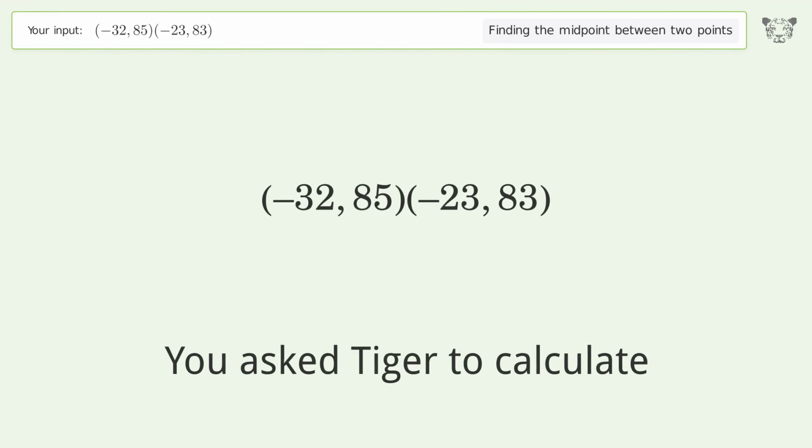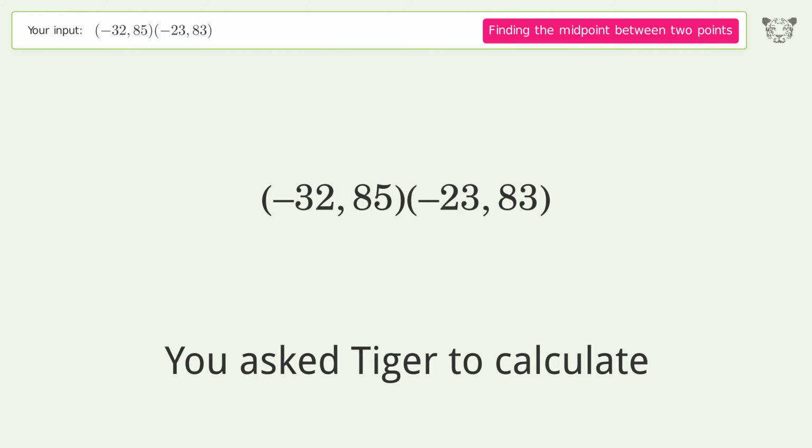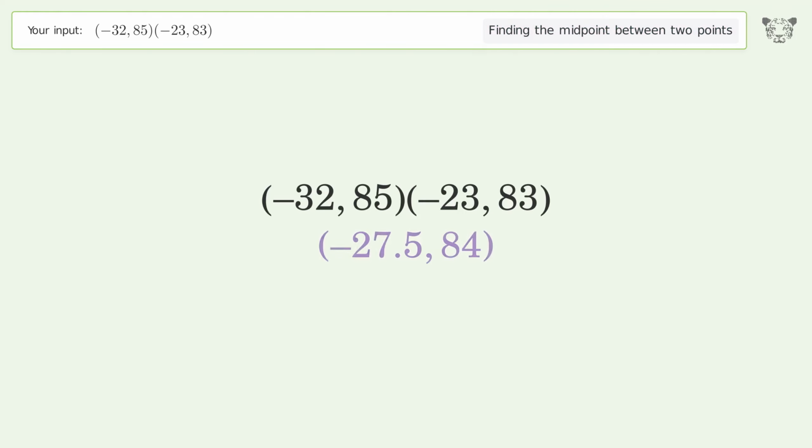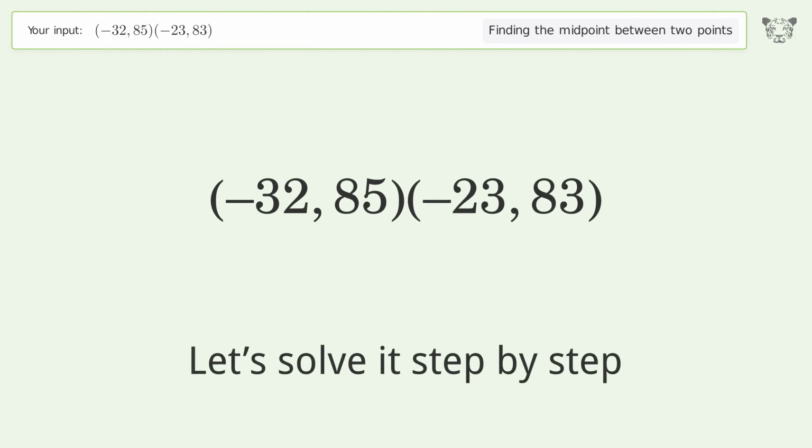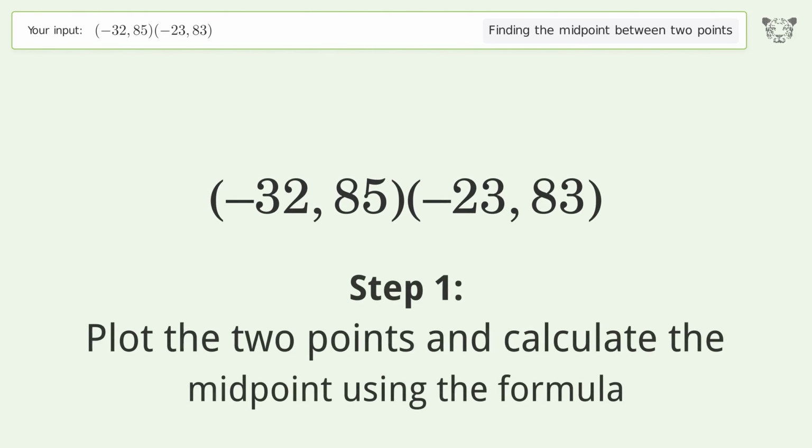You ask Tiger to calculate. This deals with finding the midpoint between 2 points. The midpoint between the 2 points is negative 27.5, 84. Let's solve it step by step. Plot the 2 points and calculate the midpoint using the formula.